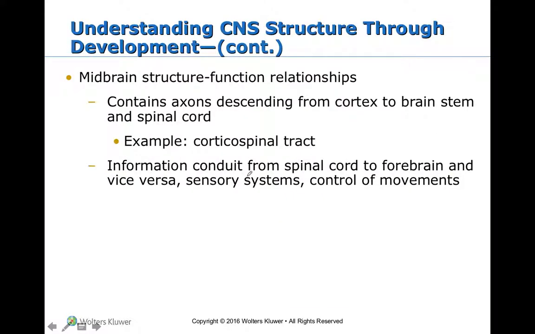So midbrain structures contain axons descending from the cortex that will then go to the brainstem and the spinal cord, such as in the corticospinal tract. So this is an information conduit from the spinal cord to the forebrain and vice versa, as well as through sensory systems helping with control of movements.